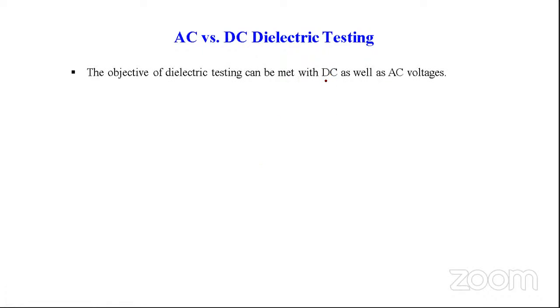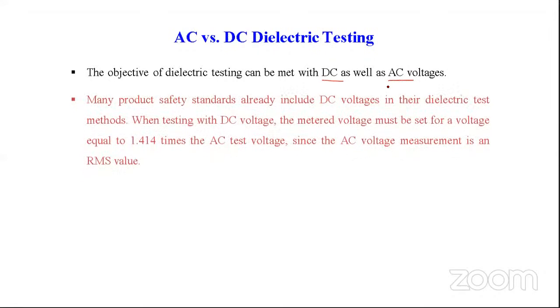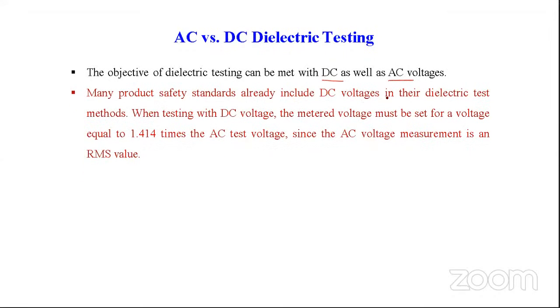Just now I mentioned that dielectric testing can be done with both DC as well as AC voltage. Many product safety standards include DC voltages in their dielectric test. There is a definite reason behind that. I will discuss the reason after this point.